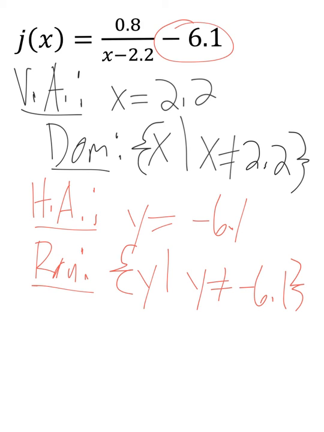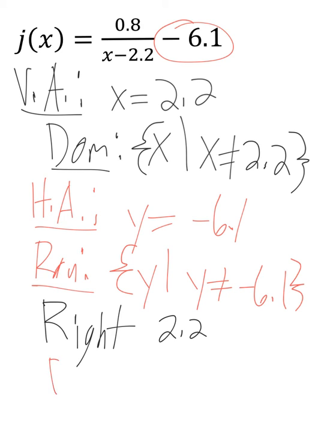So my transformations are, it was at +2.2 for the vertical asymptote, so it went right 2.2. Because remember, if it minuses something on the inside, that's like it's going right. If it plus something on the inside, it means it goes left. So this was right 2.2. And then your horizontal asymptote was down 6.1 because it minus that 6.1 on the outside. And that's everything you need to know for this first section.